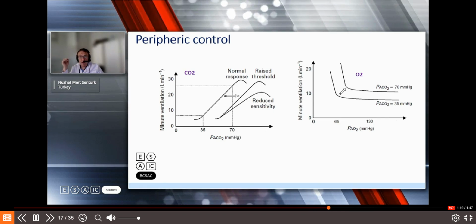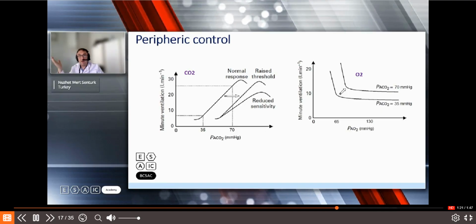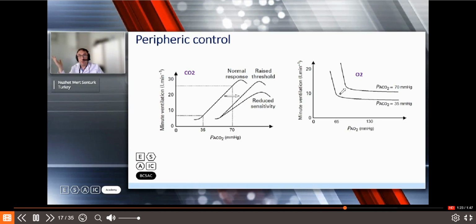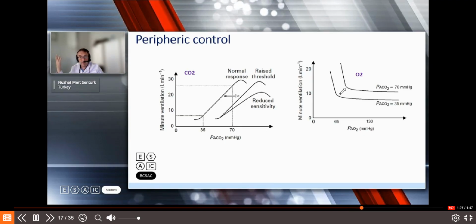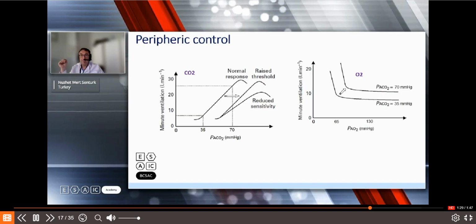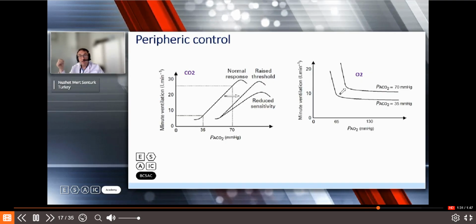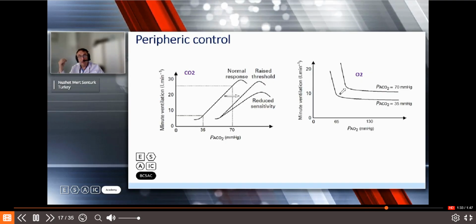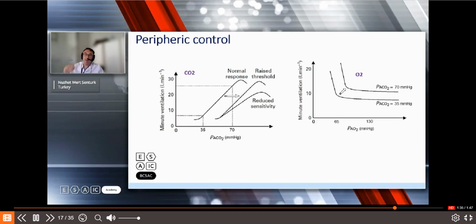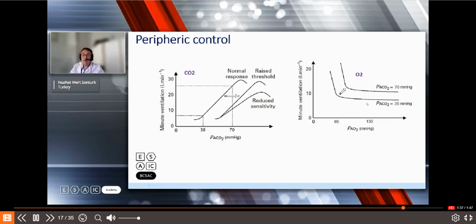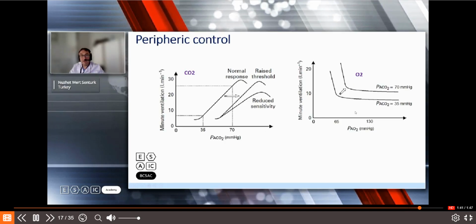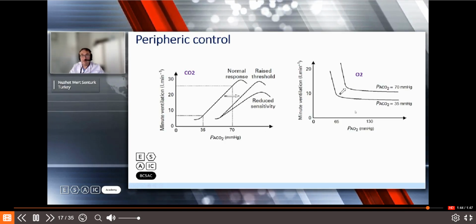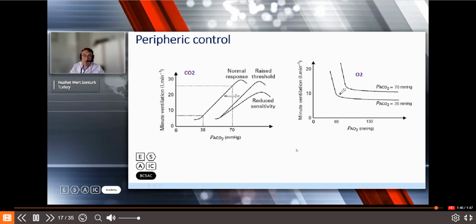That makes, in our daily practice, the weaning of COPD patients from mechanical ventilation more difficult. This is one of the most important challenges. Similarly, it's not a good idea to increase the arterial oxygen saturation in COPD patients to a very high level, because this will remove the stimulator of spontaneous breathing.